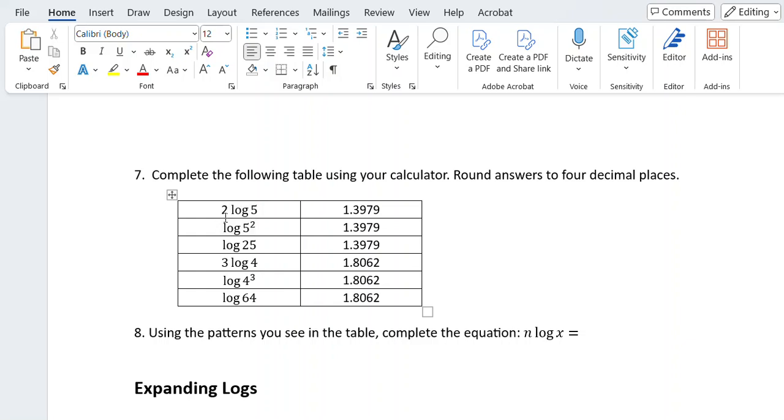So the 2 here can move from the front to become a power on the 5. And we know that 5 squared is 25. Same thing for this second set. The 3 can move to a power on the 4 and become 4 to the third, which we know is 64. So using the patterns in the table, I can say that log of x times n is the same as log of x to the n power.